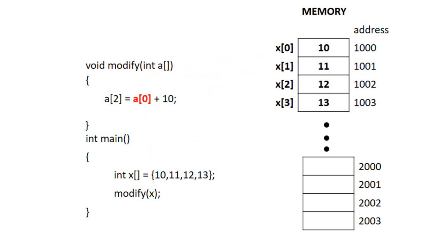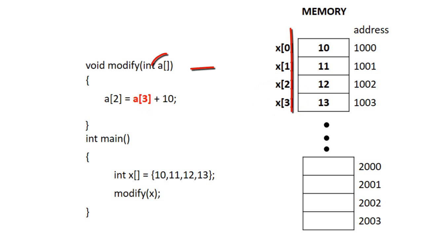For example, in function modify, the expression a0 is pointing to the content of memory address 1000. The expression a1 is pointing to the content of memory address 1001. The expression a2 is pointing to the content of memory address 1002. The expression a3 is pointing to the content of memory address 1003.